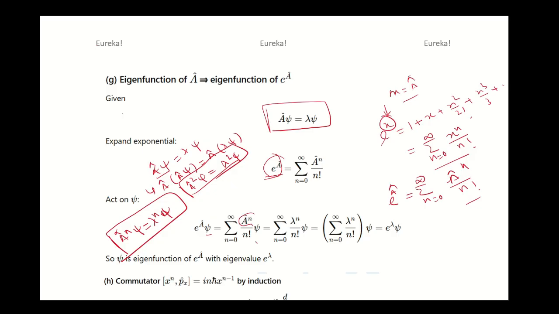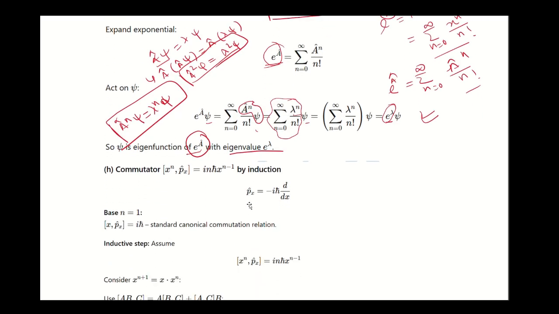We take that form, lambda to the power n psi. After that, the eigenvalue will be lambda to the power n divided by n factorial, summed over n. So what will be the eigenvalue? The eigenvalue will be e to the power lambda. Very interesting problem. So psi is an eigenfunction of e to the power A with eigenvalue e to the power lambda.